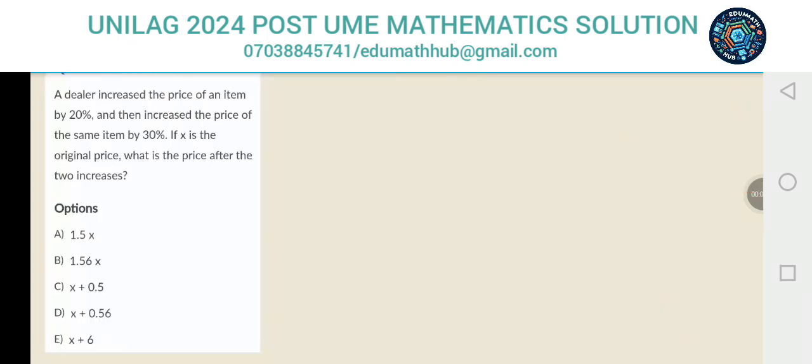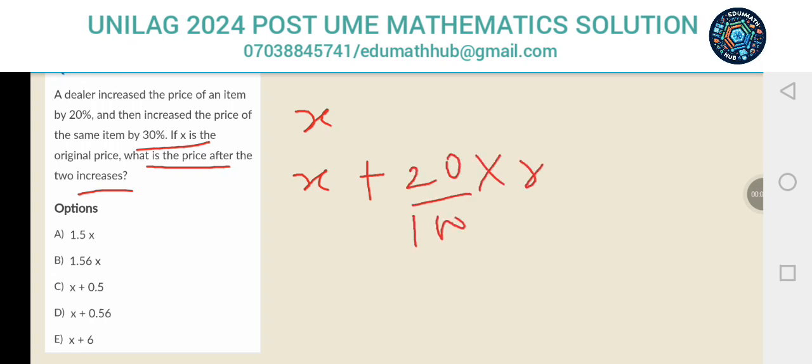So for this next question, a dealer increased the price of an item by 20%. Okay, and she then increased the price of the same item by 30%. So if x is the original price, what is the price after the two increases? So it's very straightforward. The original price is x. The dealer increases by 20%. That means the original value of x plus 20 over 100 times x. This is now the current price after increasing by 20%.